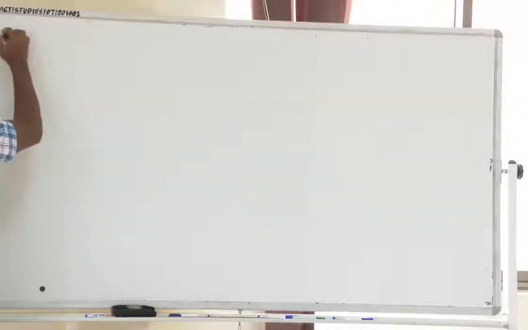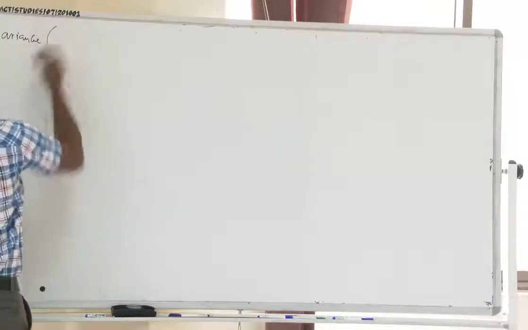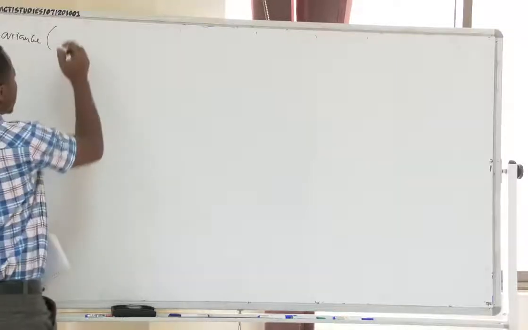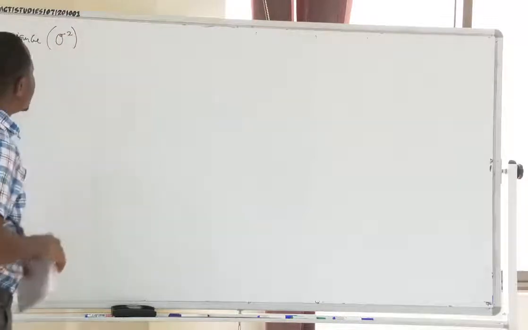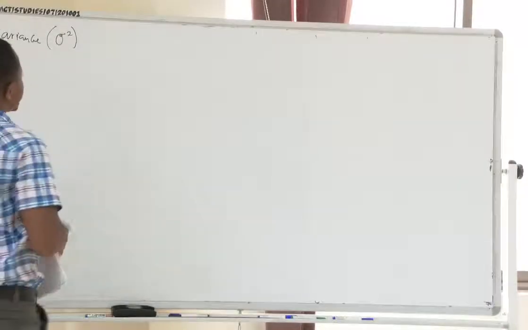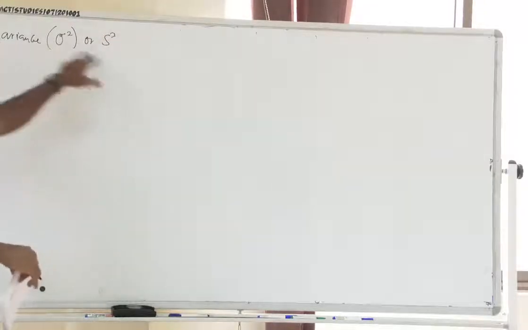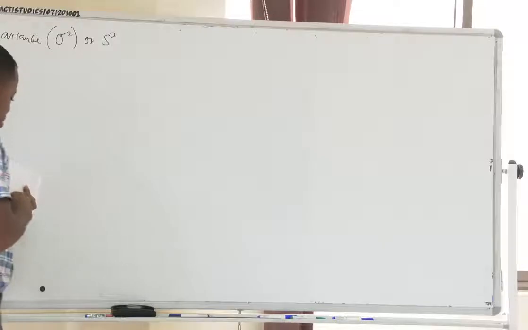So let's see how we solve this on the board. Basically, when it comes to mathematics, most people like to use this parameter, sigma squared, while others like to use just s squared. Any of these goes. The most important thing is to know which symbol you are using. So we are just going to use this.